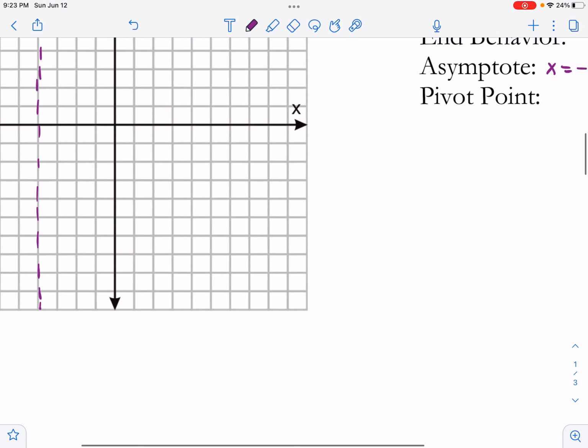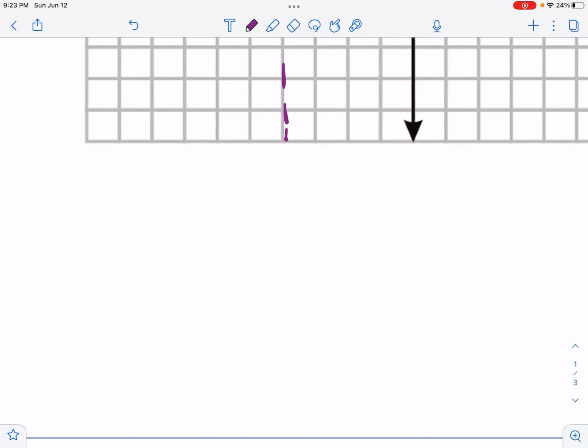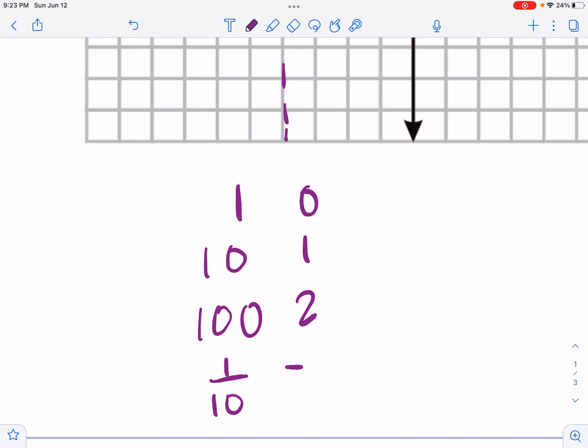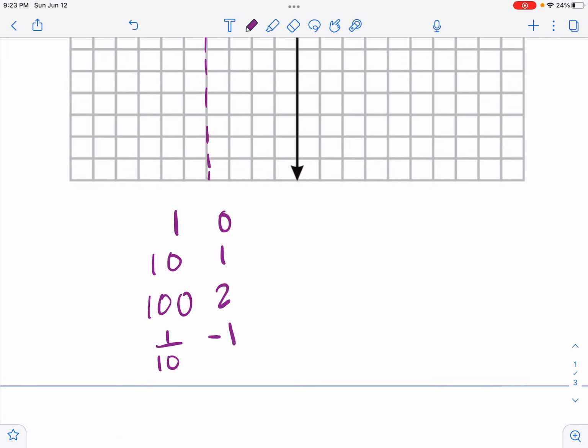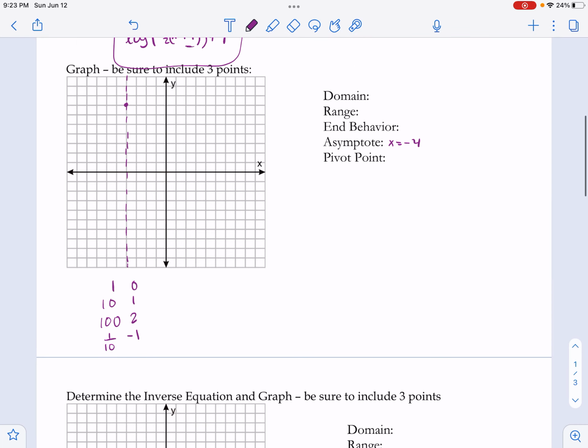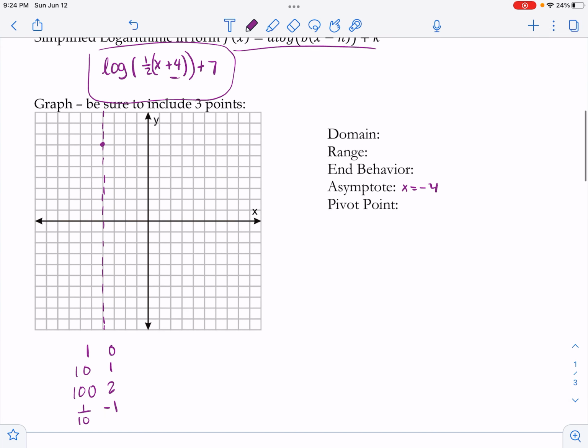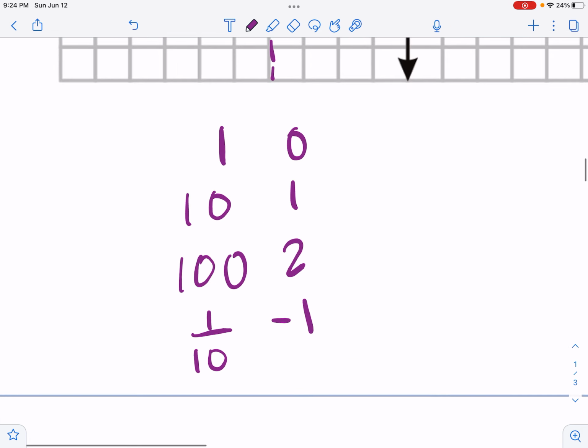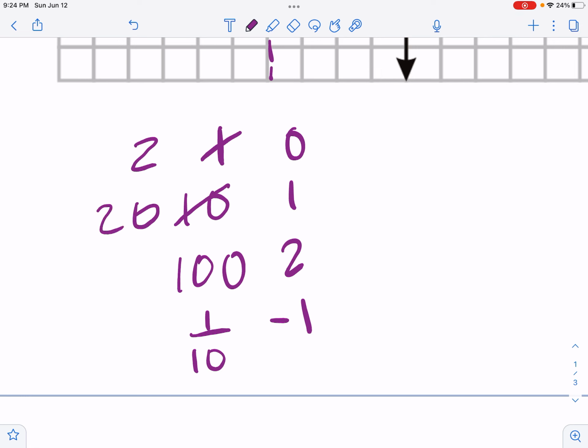And then we can make our little t-chart. So if we had 1, 0, 10, 1, 100 to 1 over 10, negative 1. And then all we have to do is multiply the x by 2 because it's a horizontal stretch. So this would be 2, this would be 20, this would be 200, and this is going to be 1 over 20.